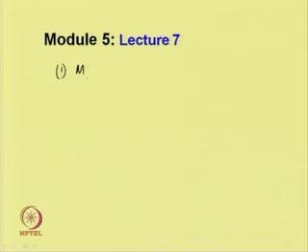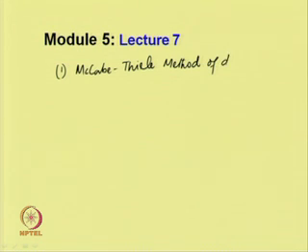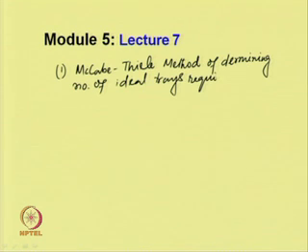In the last lecture, we considered the assumptions in the McCabe-Thiele method of determining the minimum number of trays in a distillation column required for a given separation. We have done the McCabe-Thiele graphical method of determining the number of ideal trays required for a given separation.